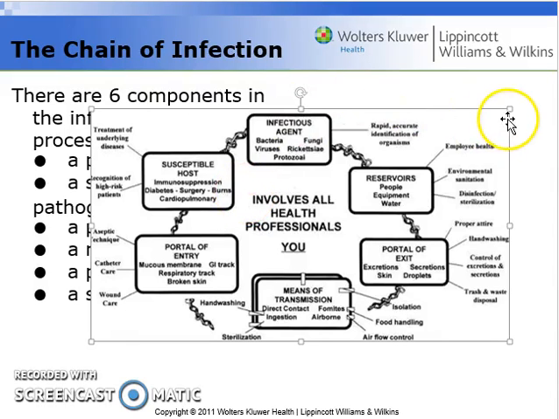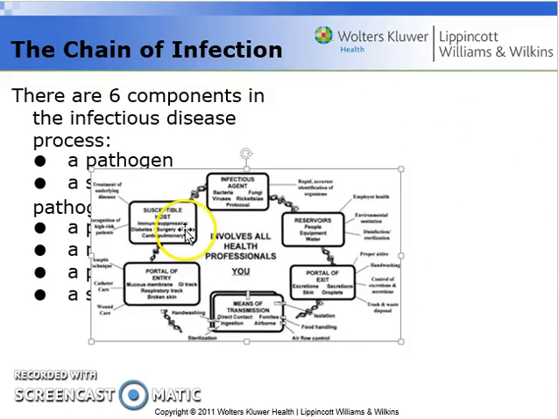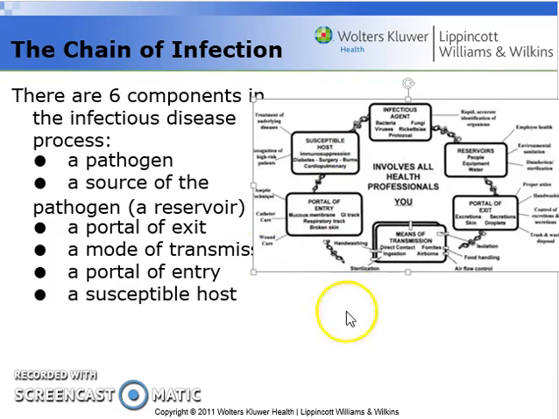So with the chain of infection, you have to have these 6 components in order for this chain to work. There has to be a pathogen that's going to be infectious and can induce a disease inside of an infected individual. The next factor that is needed is the source of the pathogen, also known as a reservoir. So this is where the pathogen is going to originate from.